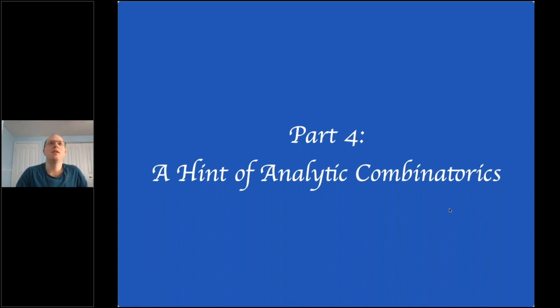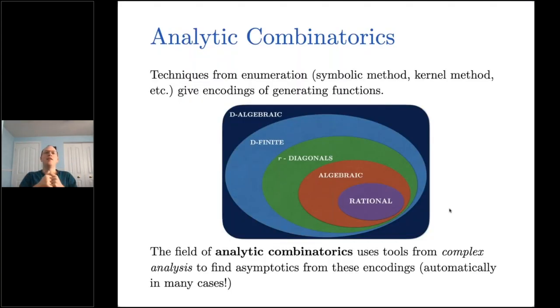So analytic combinatorics is a way of finding properties of your sequences, in particular asymptotics, usually, using tools from complex analysis, which is a branch of mathematics. And so the techniques that we have from enumeration, things like the symbolic method that we saw, the kernel method that I briefly mentioned for lattice path enumeration, and other specialized techniques that were developed for counting things in different domains, these give encodings of generating functions.